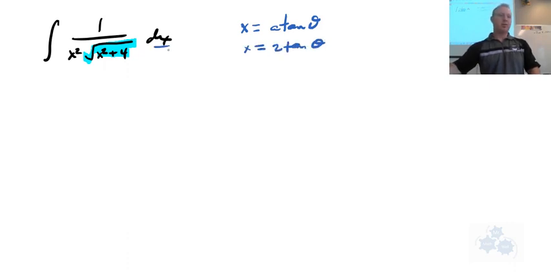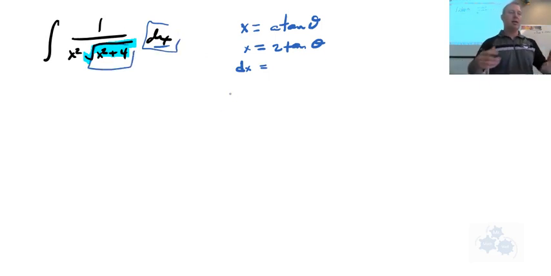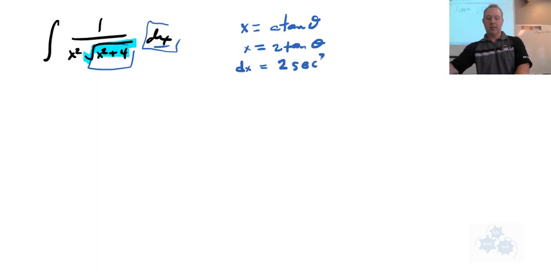The next thing that you should probably always do is find dx, because we're right there. You're going to have to get dx in terms of theta as well, because we've already started to put this function in terms of theta. So that's the first sort of substitution with the trig that we're doing. So let's do dx. The derivative of tan is secant squared theta d theta, right? Derivative of tan, secant squared theta d theta.